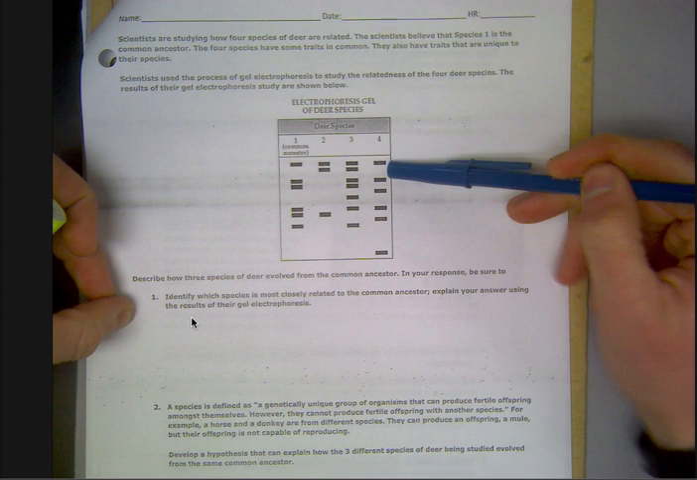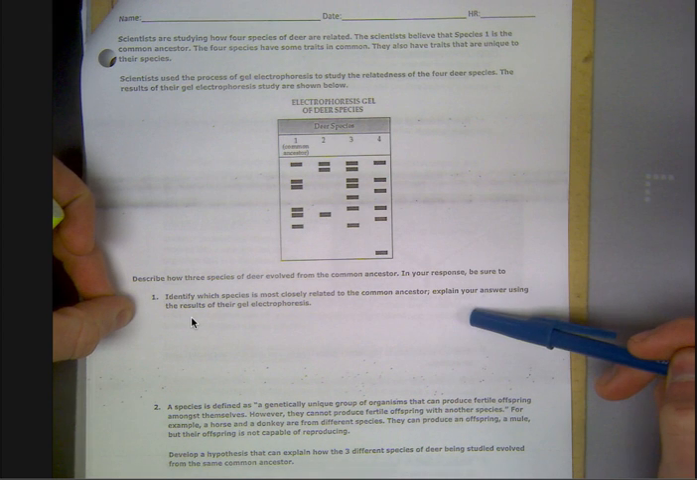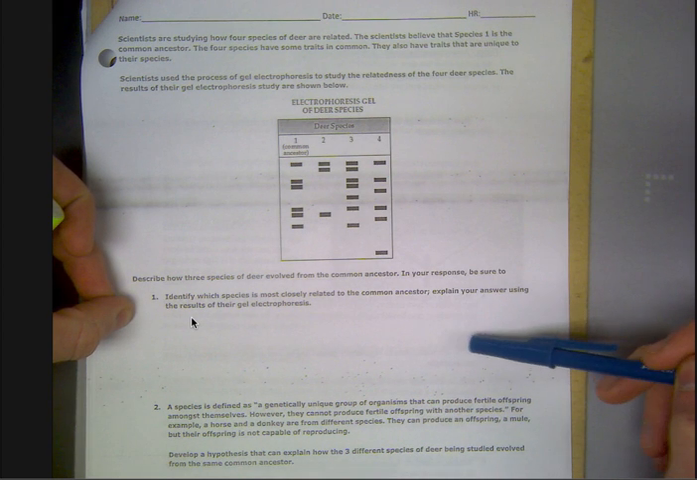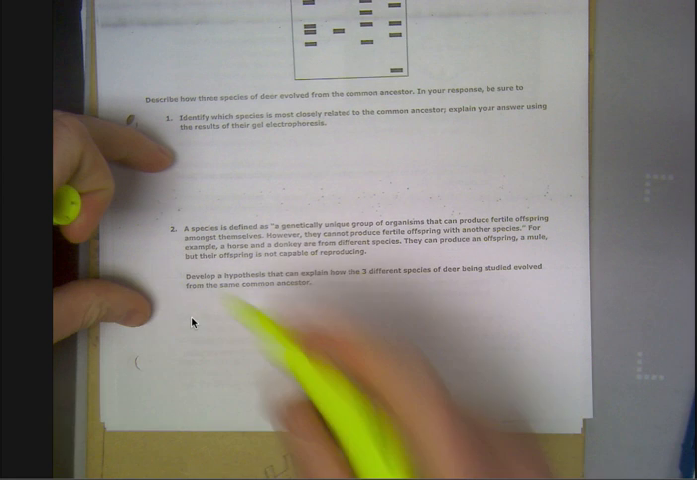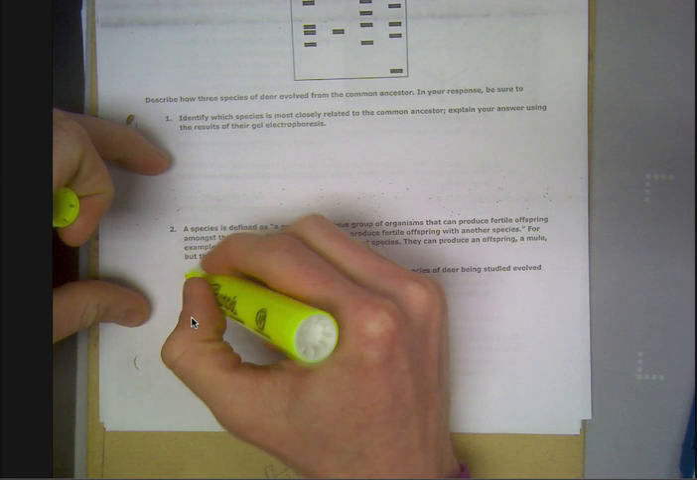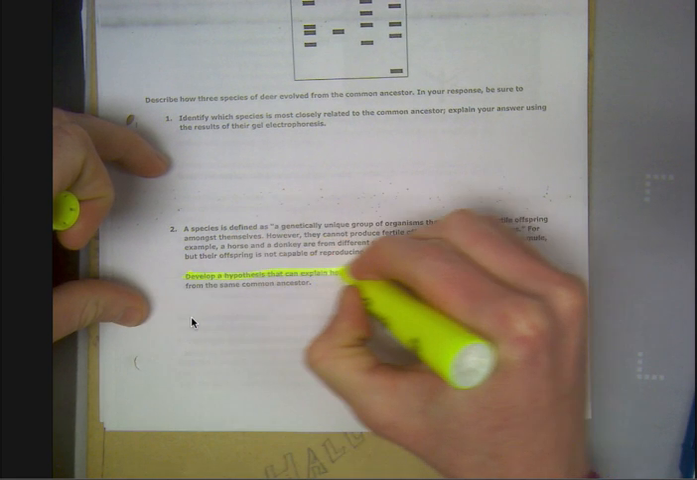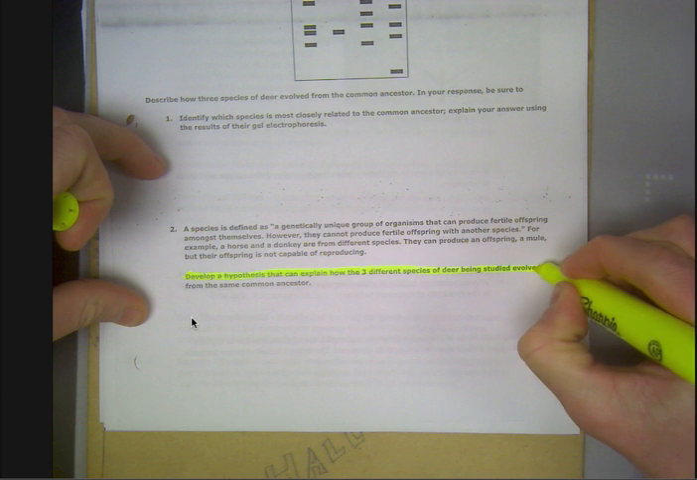So down here, you're going to explain to me which species you believed was the most closely related, and tell me why in a very detailed answer using keywords and ideas from your mini glossary and from other things that we've talked about throughout the year. And then down here it says develop a hypothesis that can explain how the 3 different deer species might have evolved.